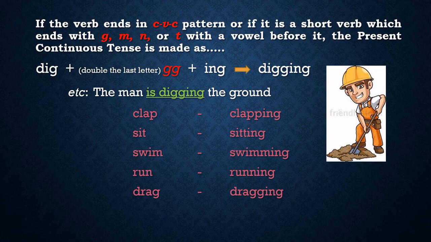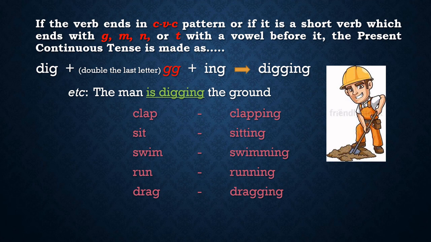If the verb ends in the CVC pattern, or if it is a short verb which ends with G, M, N or T with a vowel before it, the present continuous tense is made in a different way. For example, dig. Dig is a short verb which ends with G and which has a vowel before it, where we double the letter G and add ing, making digging. Dig, digging. The man is digging the ground.